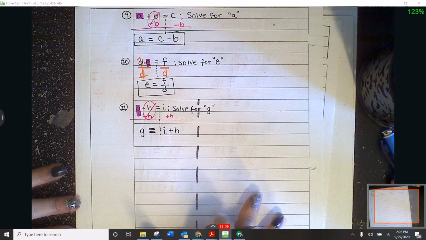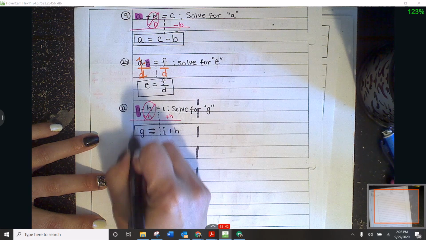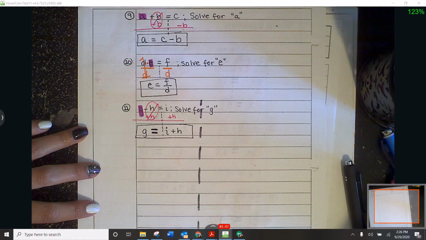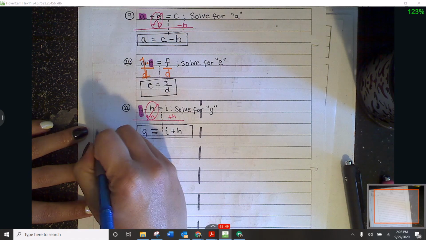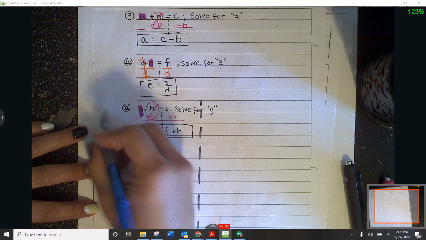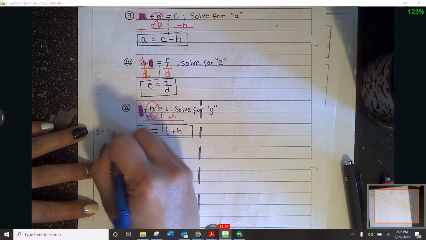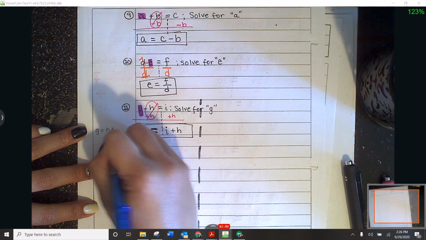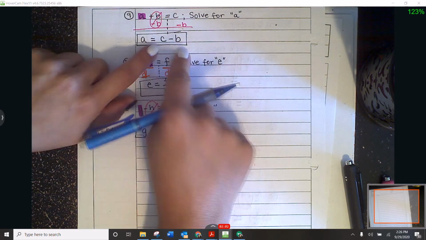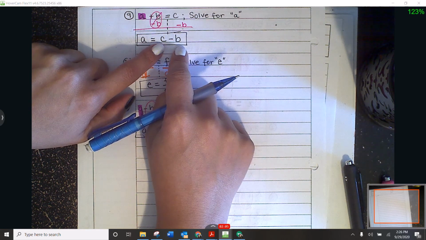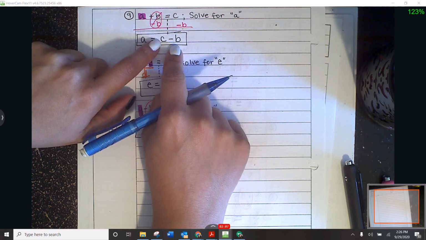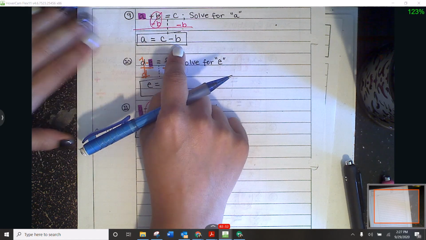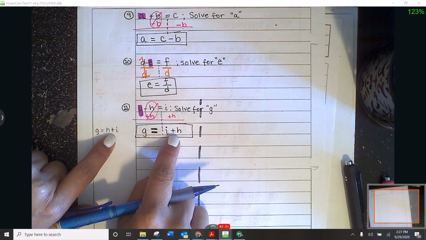There we go. Now, do know that your commutative property of addition would say that I could switch those around if I wanted to. I could say G is also equal to H plus I, and that is the same. Now here, commutative property does not work with subtraction. I can't say that C minus B, cantaloupe minus banana, is the same as banana minus cantaloupe. So the only one that you can switch around would be addition or multiplication.